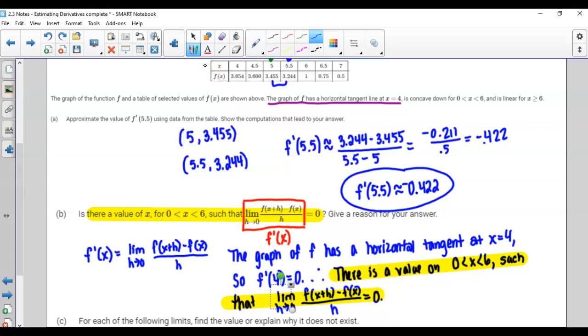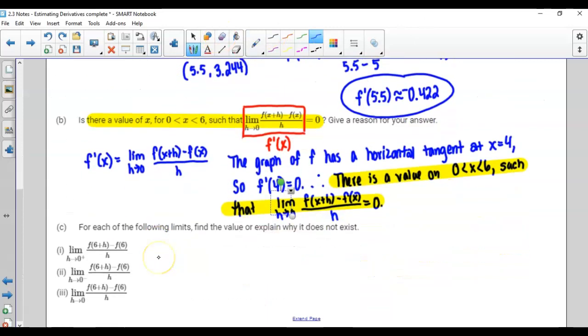And that is all we have to do for that. This is our reason for our answer. We're going to go on down to C. And it says, for each of the following limits, find the value or explain why it does not exist.